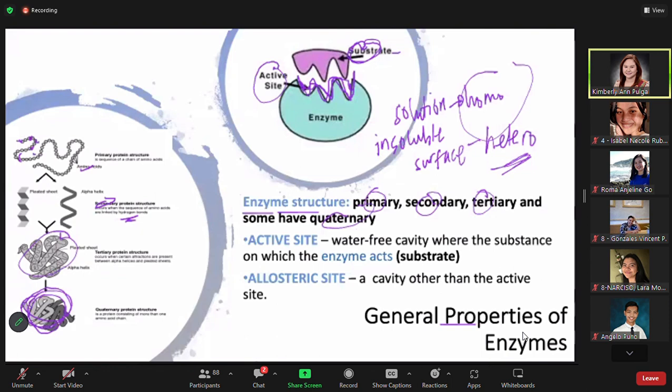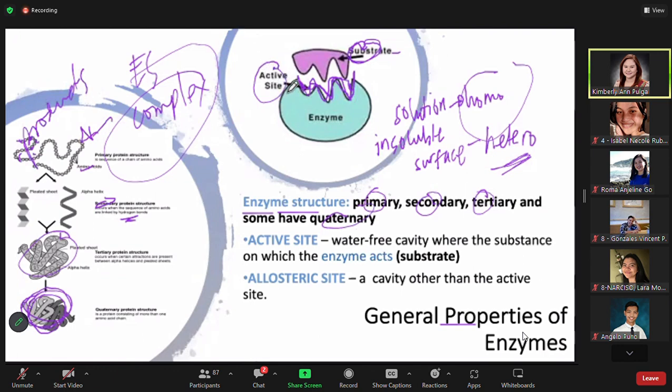So when they combine together, once they bind, they will form your ES complex. What do we mean by ES complex? That is your enzyme-substrate complex. And once this forms, this is where the reaction will occur and it will yield products. Sometimes the substrate will be degraded. So they are degraded, and then this reaction will result in the formation of products. Okay? So, what is the other part?